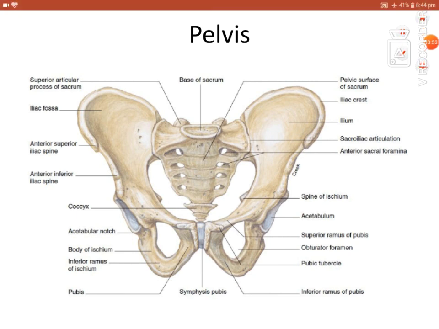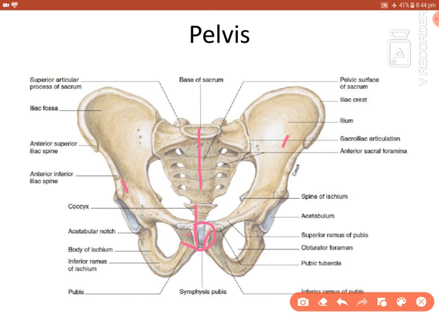Coming to this bony pelvis. Here this is the sacrum with the coccyx posteriorly, two hip bones on the sides, and this region is the pubic symphysis. The body of the pubis forms this pubic symphysis. This part is the ilium. From here to here, this is the pubis. This region is the ischium.